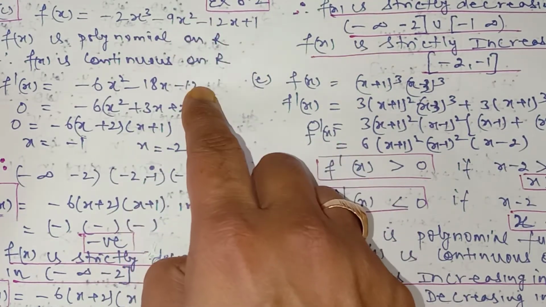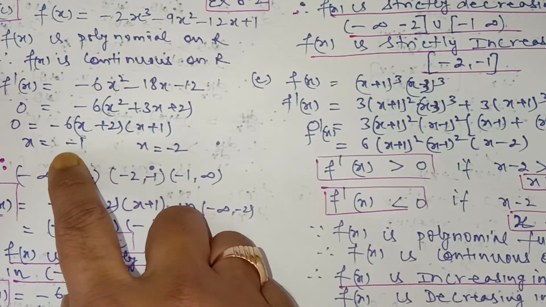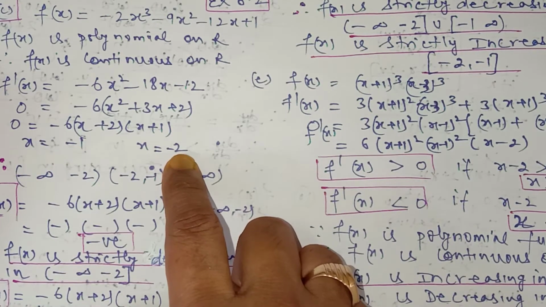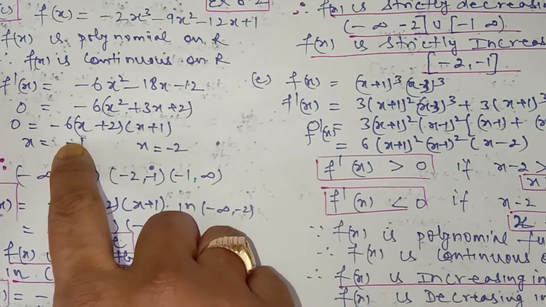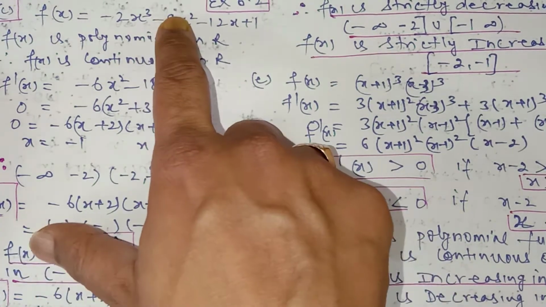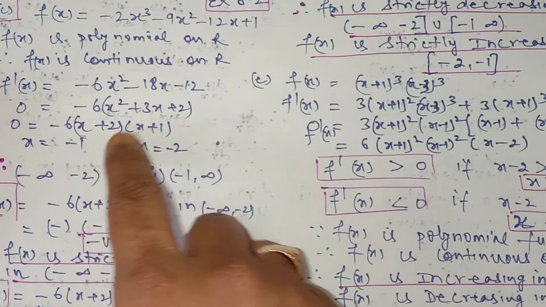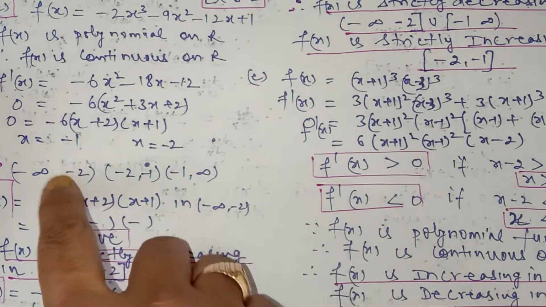Find the derivative of this, put it equal to 0, and find the value of x. The values of x we are getting are -1 and -2. So the intervals will be minus infinity to -2, -2 to -1, and -1 to infinity. There will be 3 intervals in the graph of this function. Now the first derivative is -6(x + 2)(x + 1), and we are finding in the first interval, minus infinity to -2.